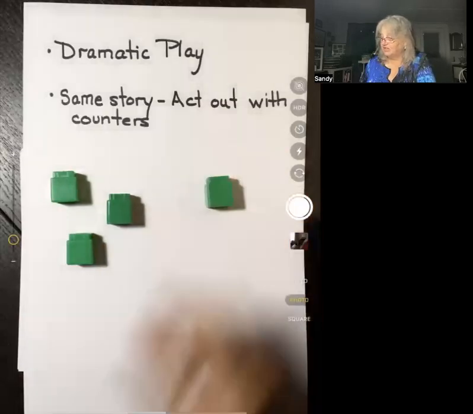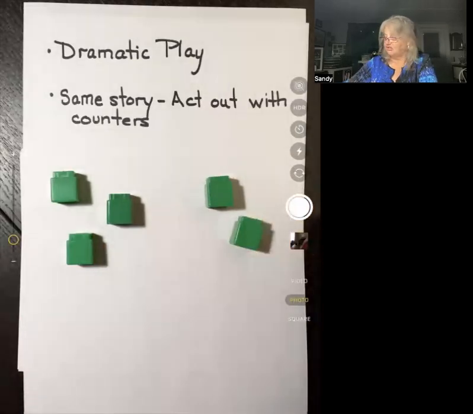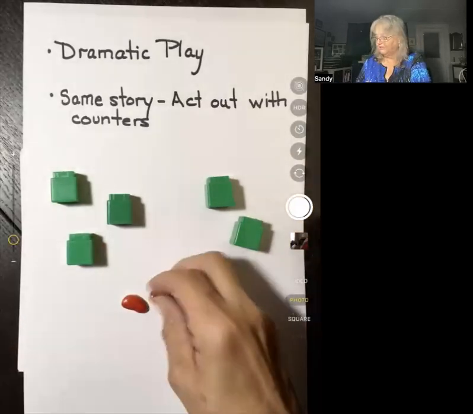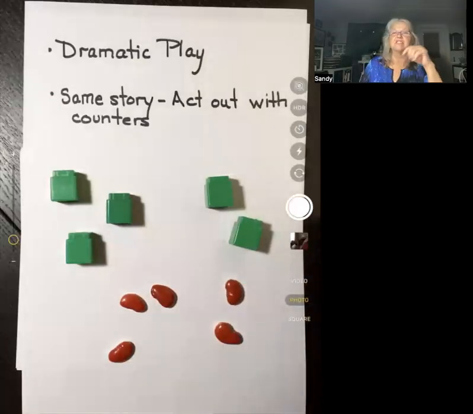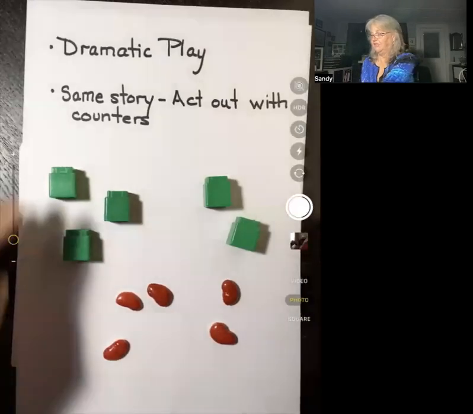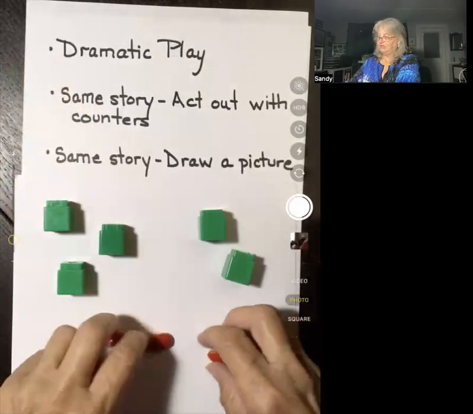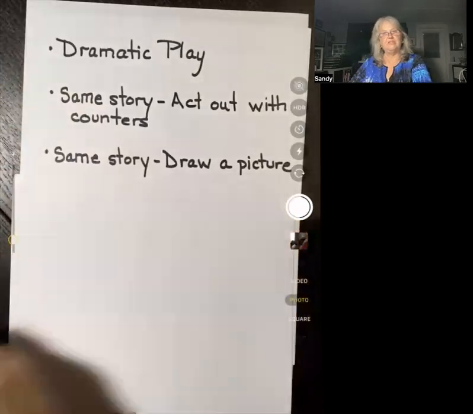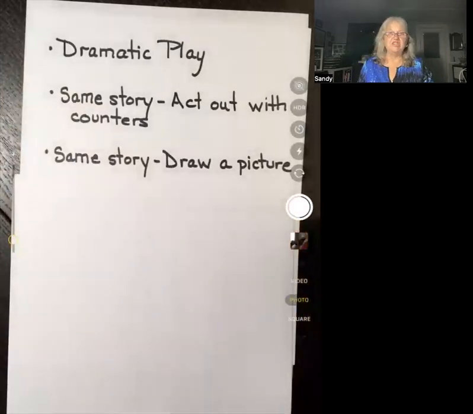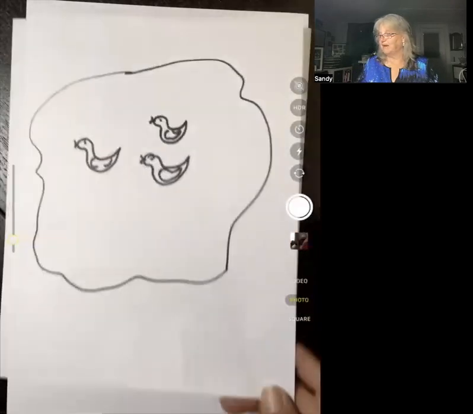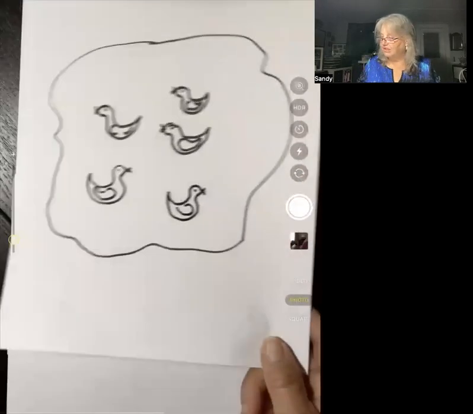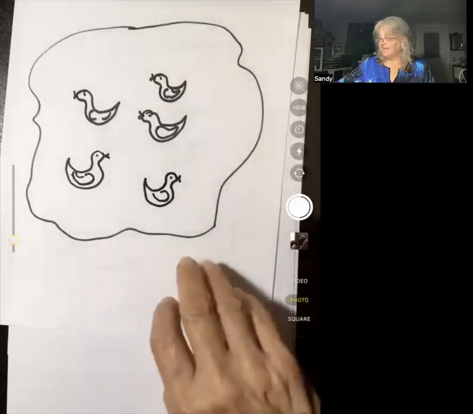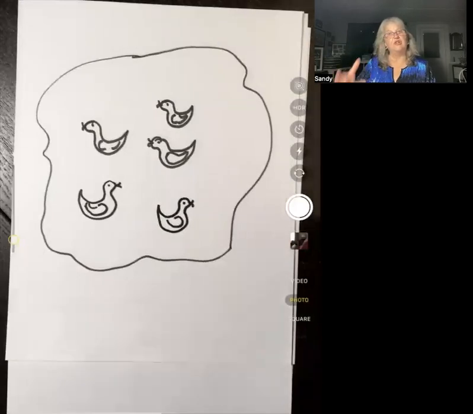And then we have the 2 ducks join them. We could also just use the beans, right? So any counter would work, but they act out the story using counters. So it's the same story acting out with counters. And then what we do is we use the same story and they draw a picture. Now, I apologize for my drawings, but see, just think about 3 ducks are swimming in the pond, 2 ducks join them. They can draw that type of picture. They can just hear the story and draw a picture.